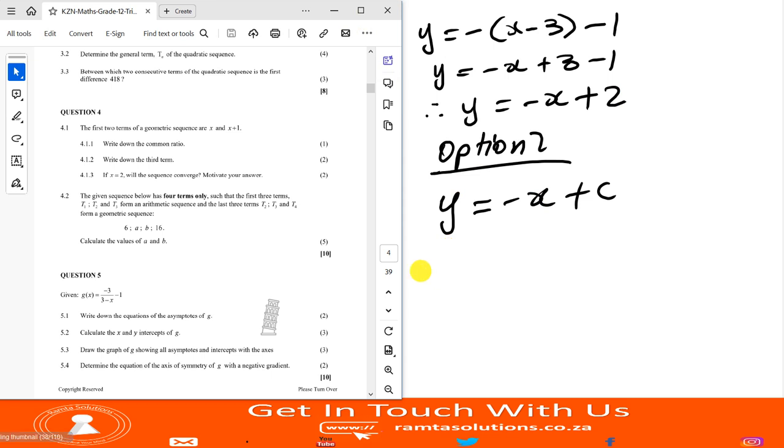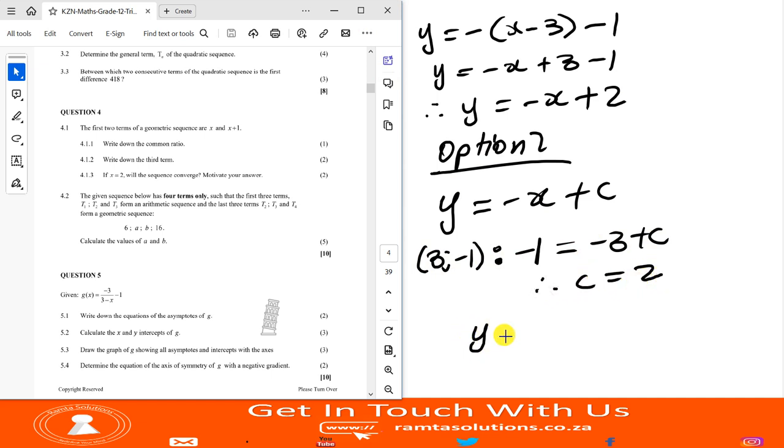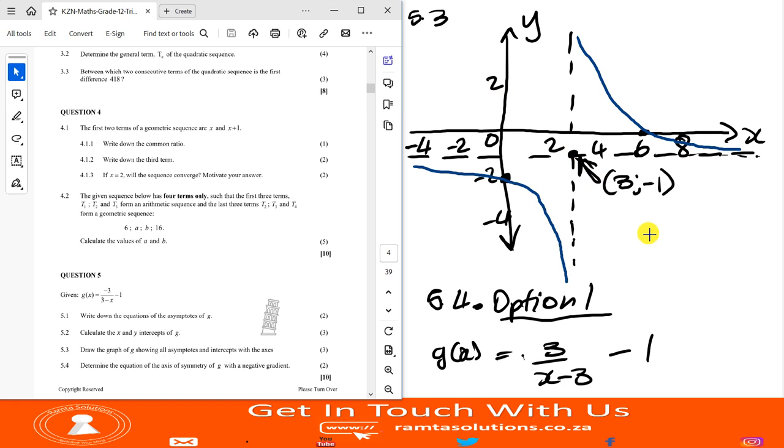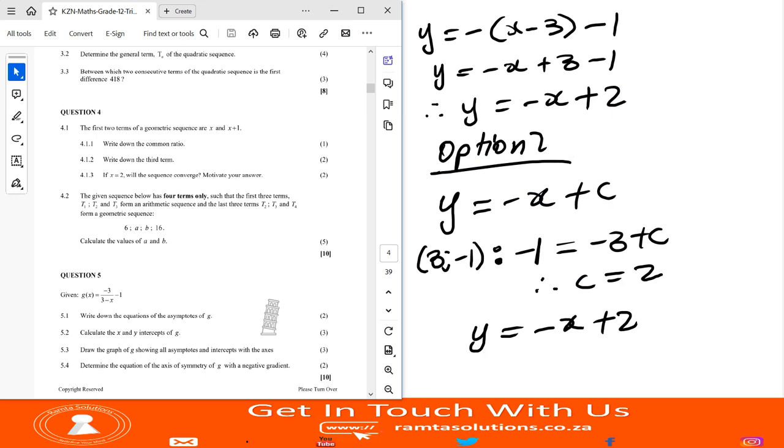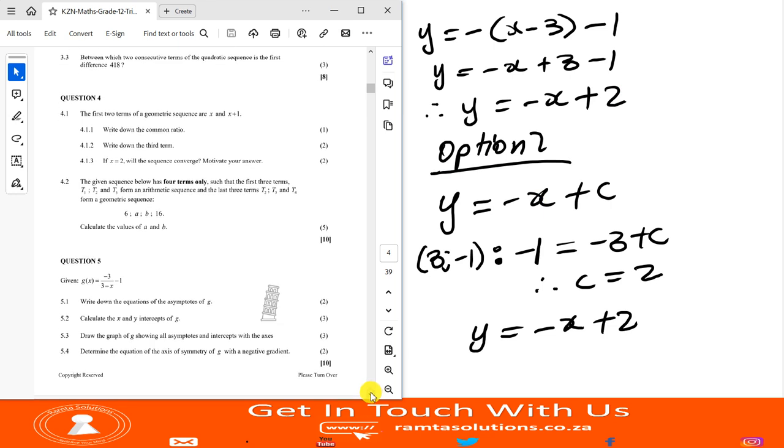So I will substitute at the point 3 and negative 1. Okay? So minus 1 equals negative 3 plus c. Therefore, this means c is positive 2. We can conclude and say the equation is negative x plus 2. Okay. The equation is negative x plus 2. That is the equation of the axis of symmetry. Remember, it is this equation here, one that's moving like this. Okay. Perfect.